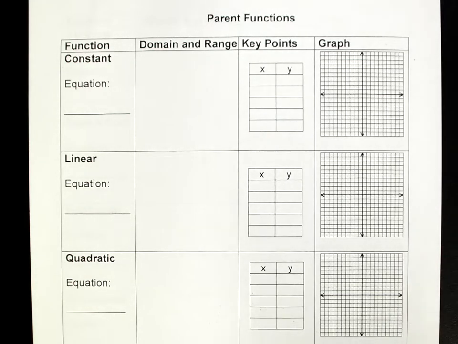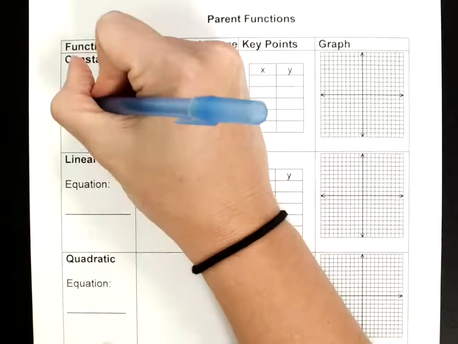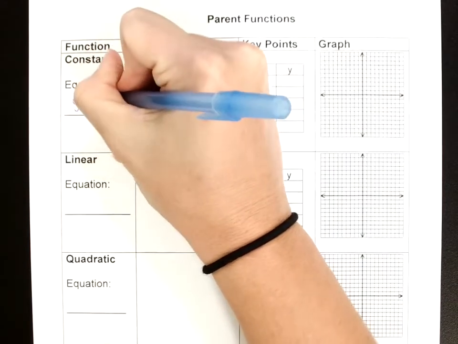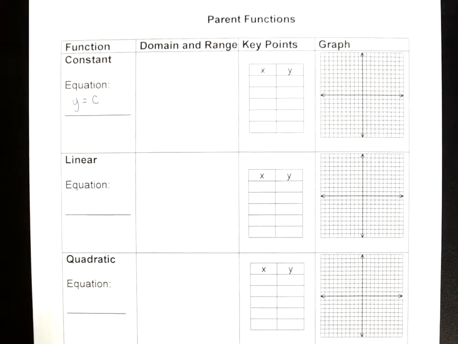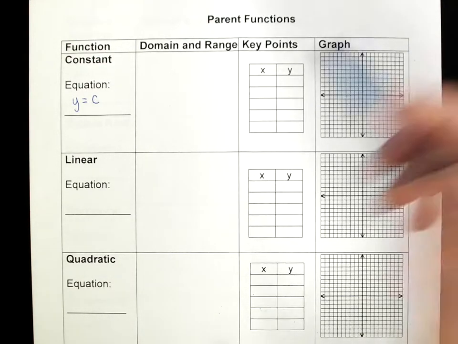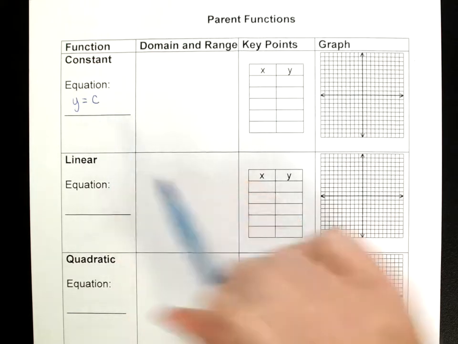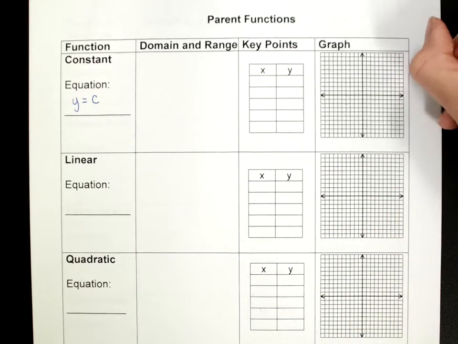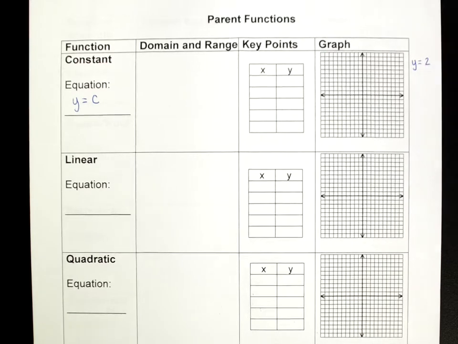Parent functions. So our first parent function is just the constant function. You have a couple of options here. One, you could just have y equals some number. I'm going to call that number c. This is going to create just a straight horizontal line crossing at whatever c is. So to graph it, I'm going to do the example of y equals 2.